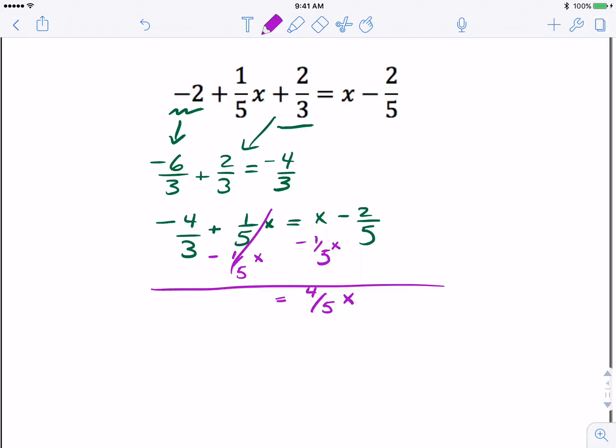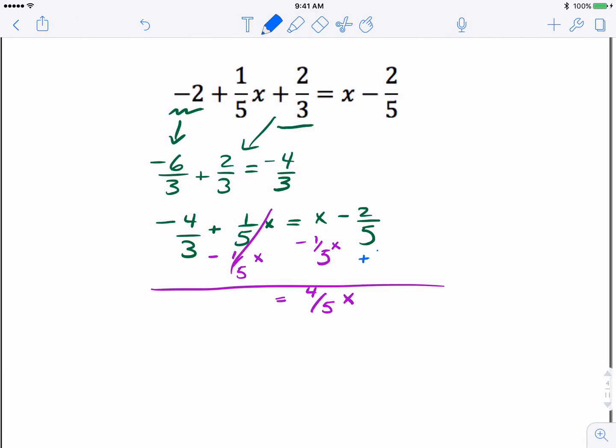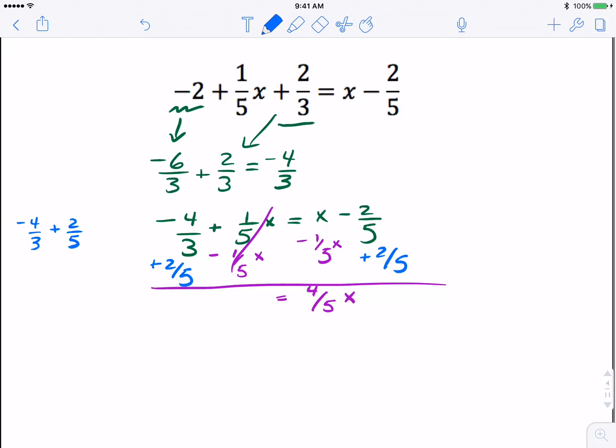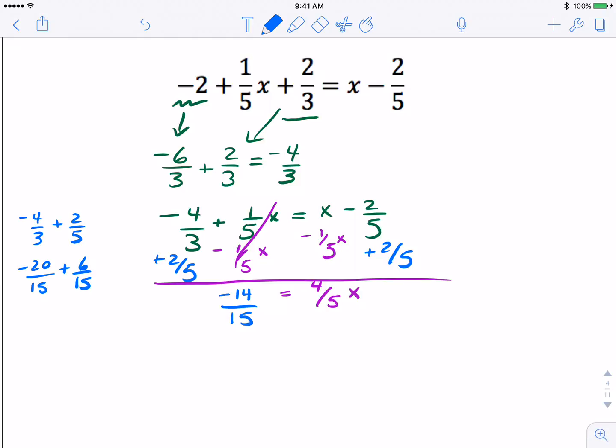Think of 1 as being 5 over 5, subtracting 1 over 5 would give you 4 over 5. Now I'm going to move, since I moved my variables to the right, in the same thought, I'm going to move my constants to the left. And that's going to require a little arithmetic on the side here. We're going to do negative 4/3 plus 2/5. Okay, what common denominator should we get for 3 and 5? Probably 15 would be a good bet, which would be negative 20 over 15 and 6 over 15. And negative 20 plus 6, be careful, should be negative 14 over 15. Keep the denominator.